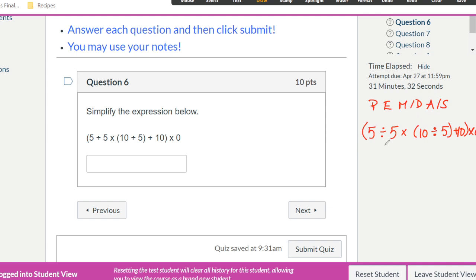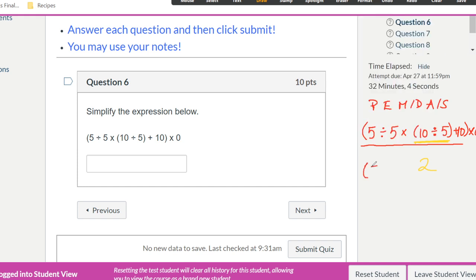Parentheses. Notice that we have two sets of parentheses. If you have something called nested parentheses, which means a parentheses inside a parentheses, you solve the innermost parentheses first. So I can see that in this entire big parentheses thing, this 10 divided by 5 is nested inside of another set of parentheses. So we're actually going to solve the 10 divided by 5 first. 10 divided by 5 is going to be 2.